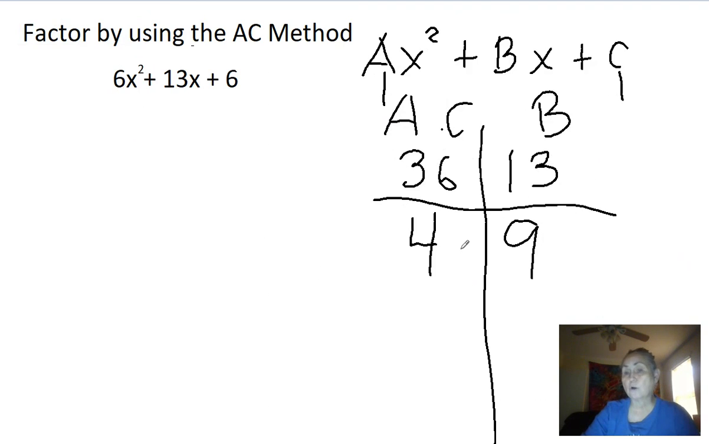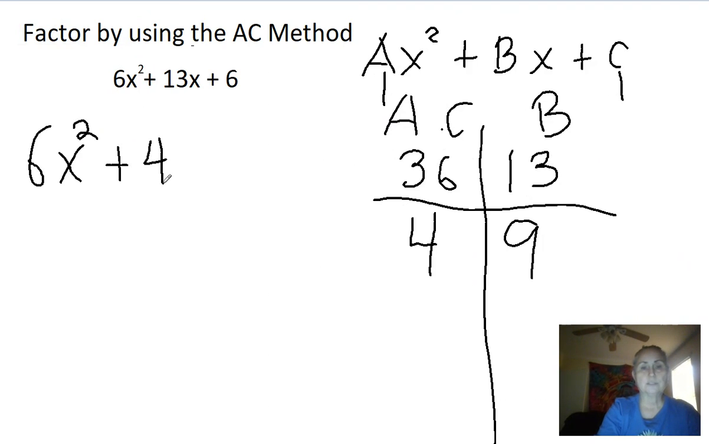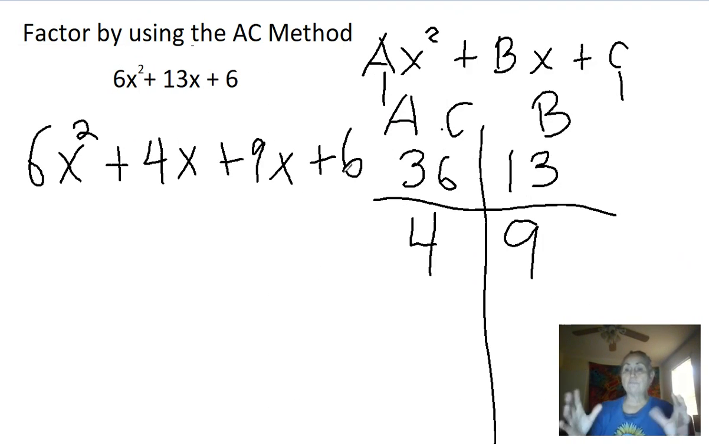It doesn't matter what order. If you put 9 times 4, that's fine, as long as they multiply for 36 and add to 13. So what we're going to do now is take these two numbers and go back to the full format: 6x squared plus 4x plus 9x plus 6. So we're back in the full format before those two like terms were combined. Now we're going to make this simple factoring.